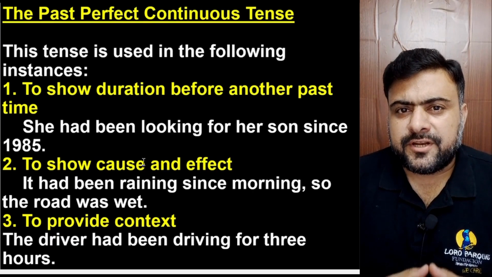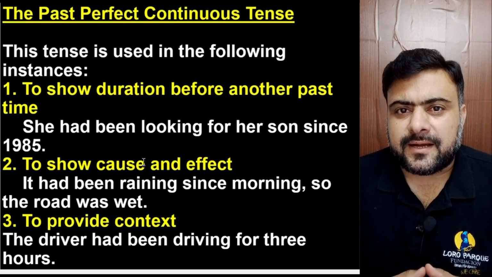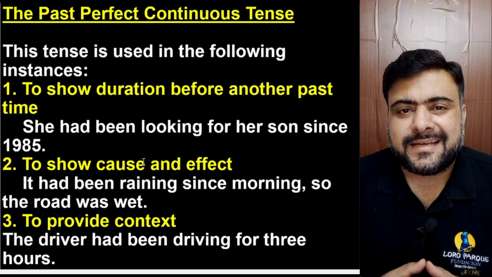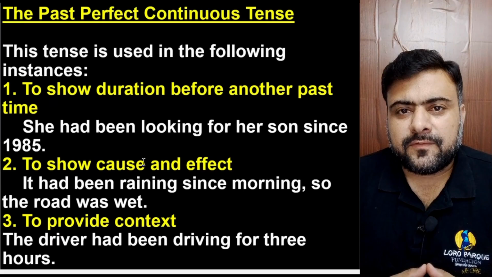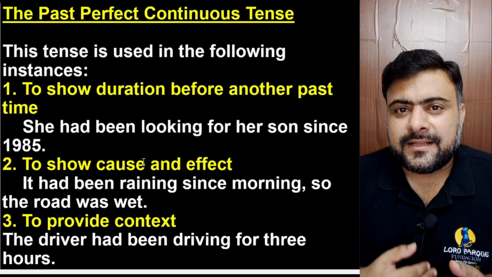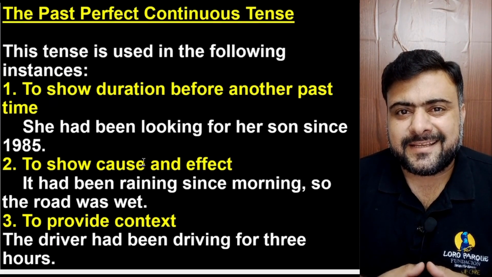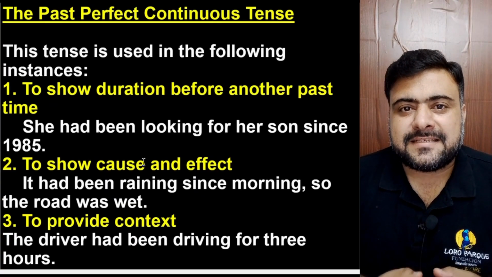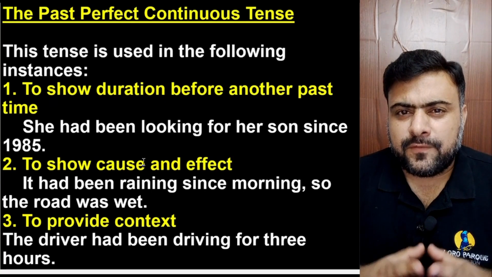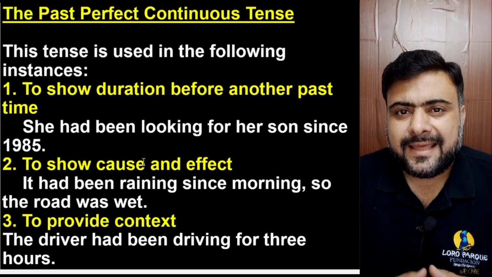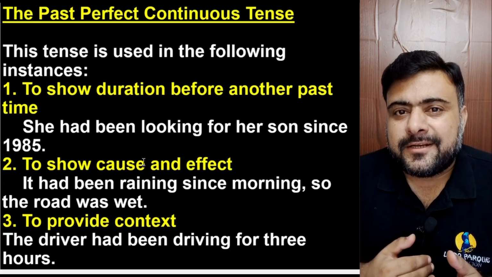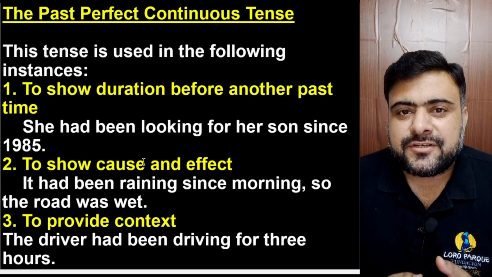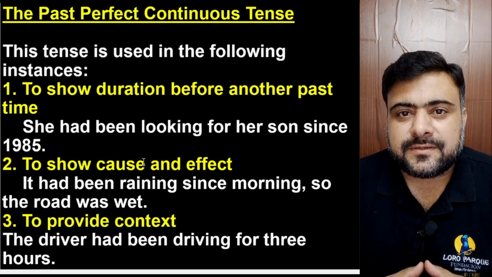Number 1. To show duration before another past time. For example, she had been looking for her son since 1985. If today I'm saying this, today is 2025. 1985 is in the past, and this action of looking for a son was continued in the past. So, the duration before another past time means that an action was continued in the past.